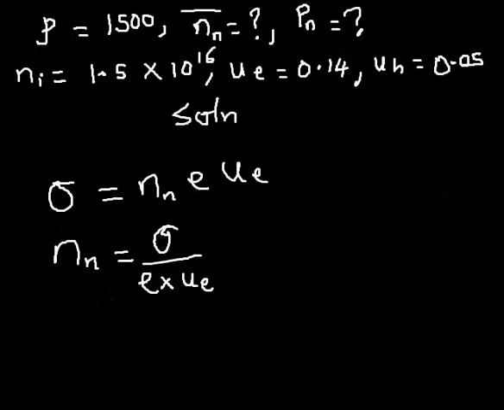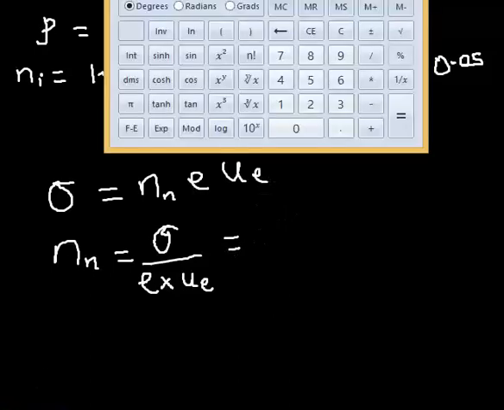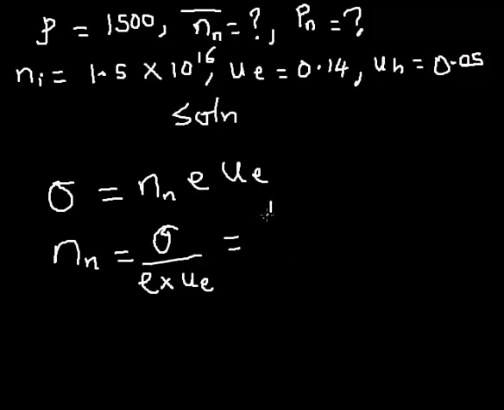But first, I don't have my conductivity. I need to find my conductivity from resistivity. Conductivity is the reciprocal of resistivity. That's 1 over 1500. Let me put that there, 1 over 1500, so that I can simplify everything at once.